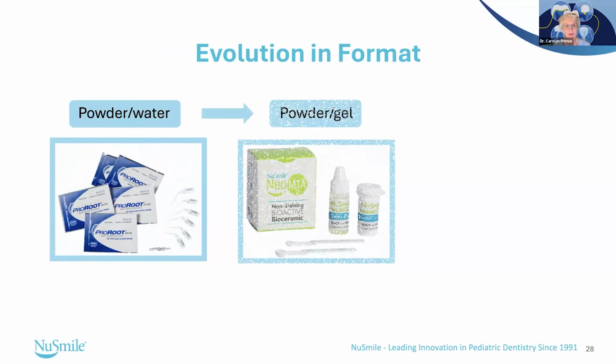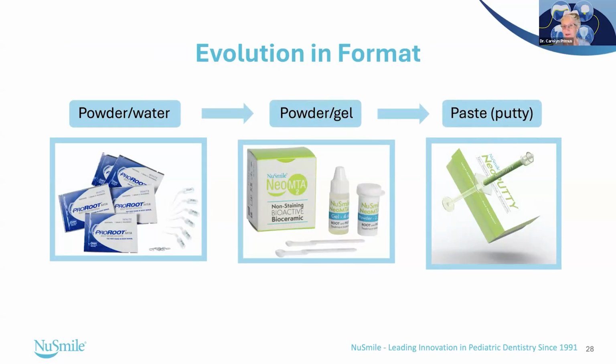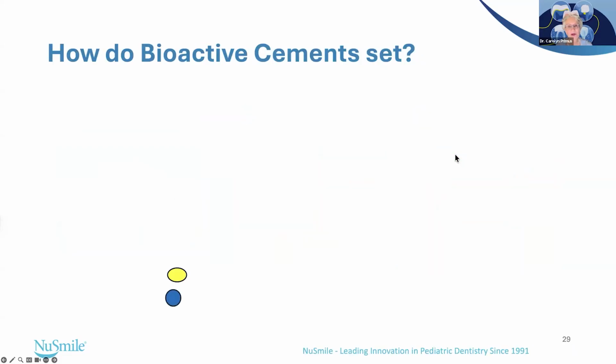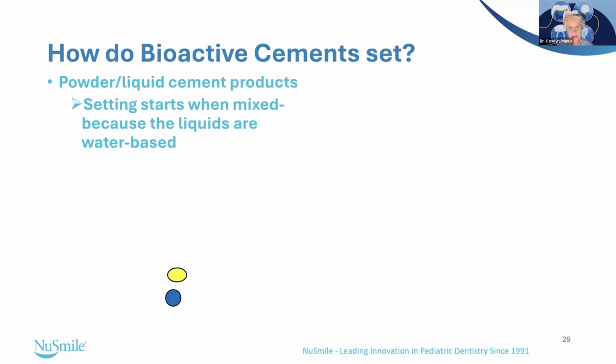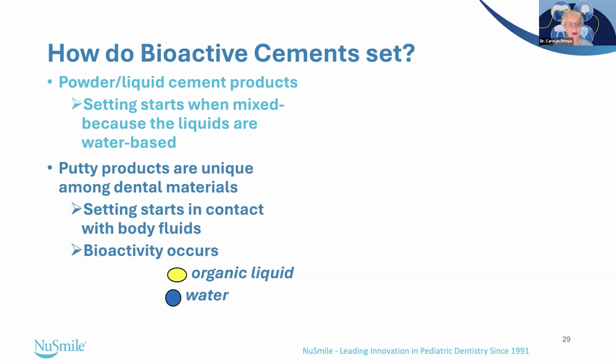So as I said, we've gone from powder and water to powder and gel, and now we'll focus tonight on some putty products. But before we do, let's just have a little thought process about how bioactive cements set. If you take a powder and a liquid cement product and you mix them, a water-based liquid, they're going to start setting immediately, and you can get some fast-setting products that way. The putty products are really a unique thing in dentistry among dental materials because they only start setting when they're in contact with the body fluids. And then the bioactivity can occur.